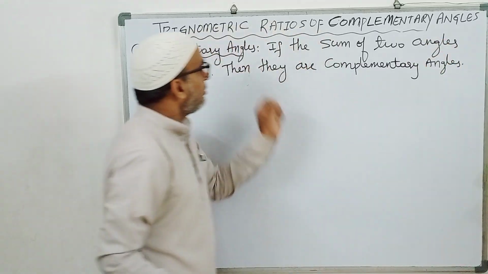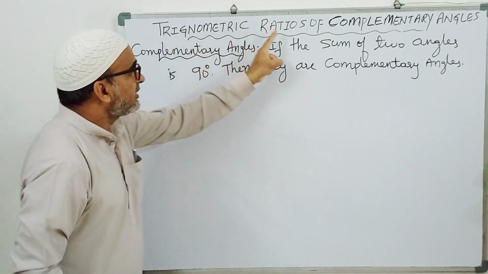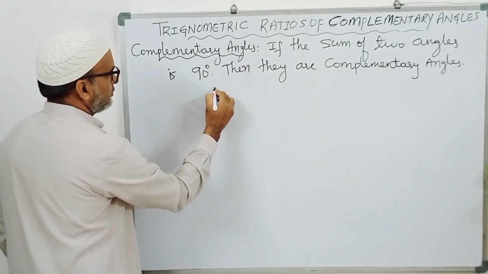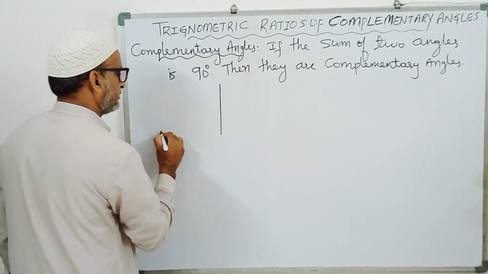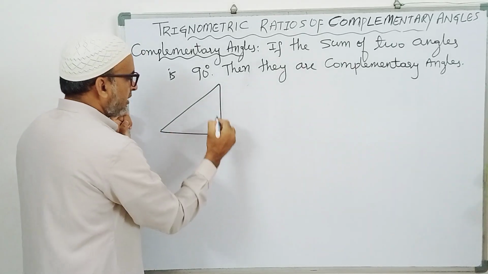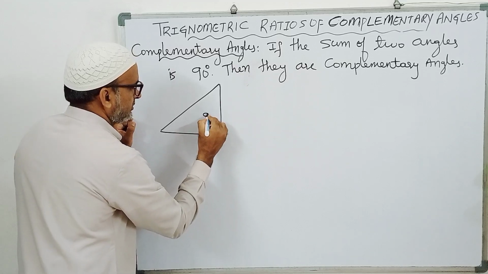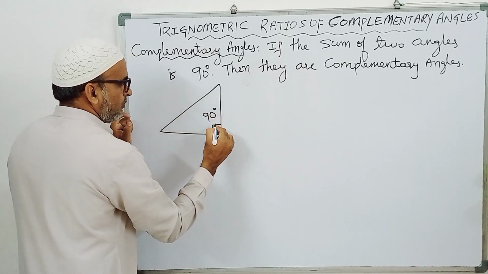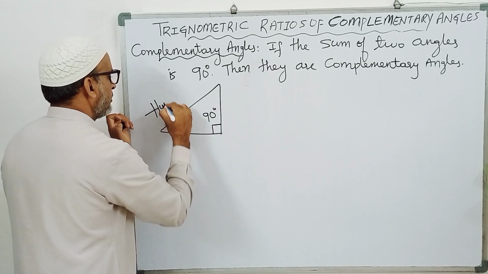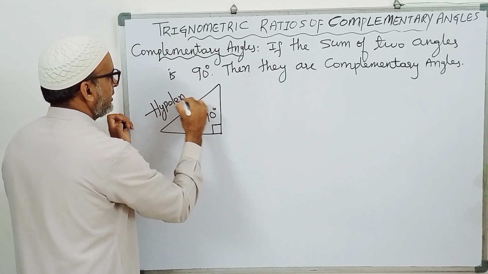Okay. Now, trigonometric ratios on the complementary angles. What is the meaning of this one? Suppose this is a right angle triangle. I am drawing one right angle triangle. Here the angle I am taking is 90 degrees. Opposite to 90 degrees, this is the hypotenuse.